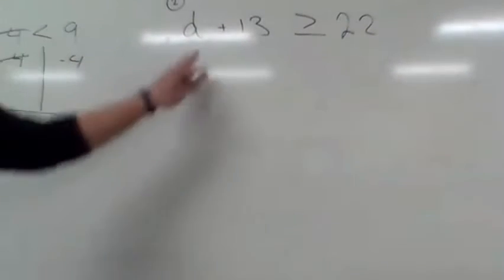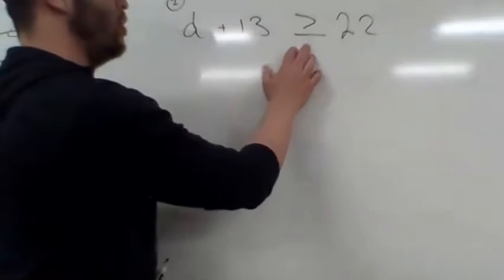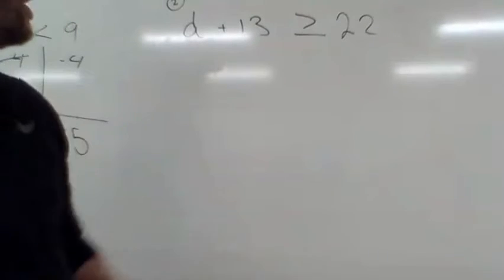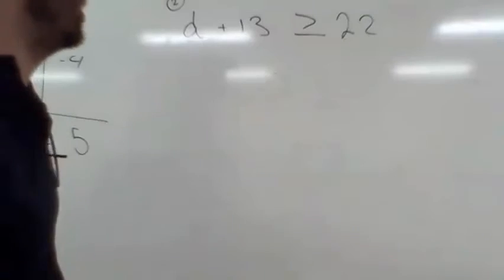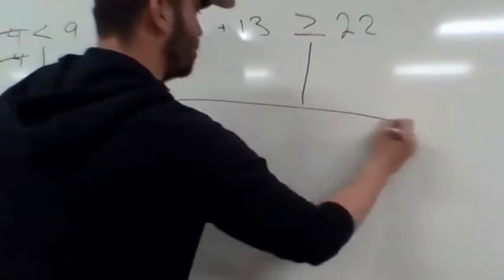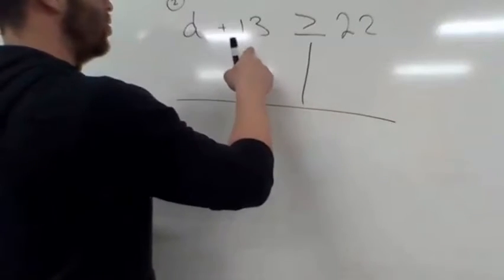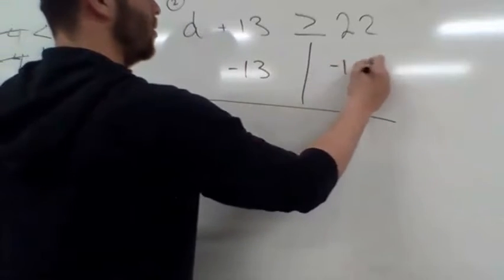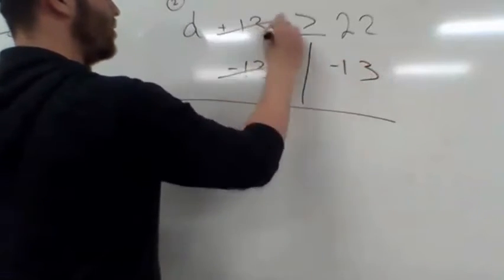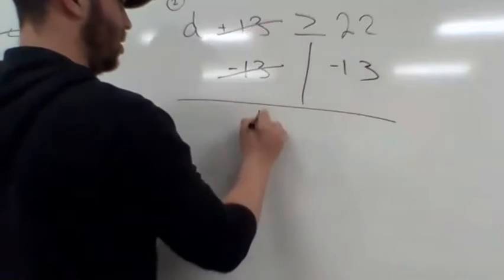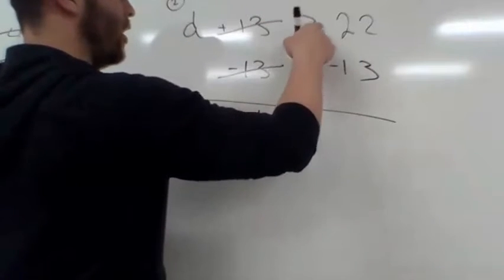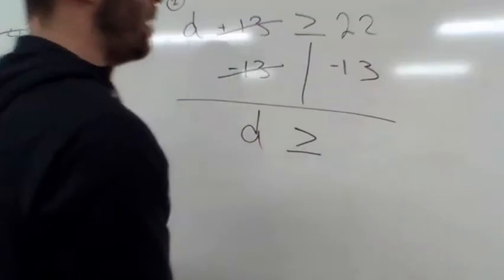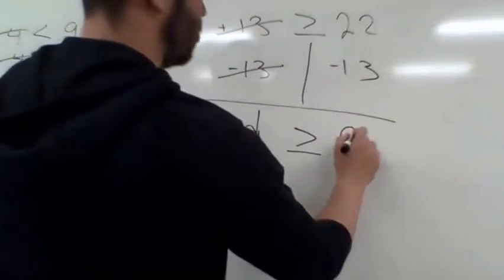I have d plus 13 is greater than or equal to 22. Notice there's an equal to sign here. So doing this, we have d plus 13, and the opposite operation here would be minus 13. Doing so cancels these, equals 0, and we have d. This greater than or equal to sign gets brought down here, and 22 minus 13 would be, you're right, 9.